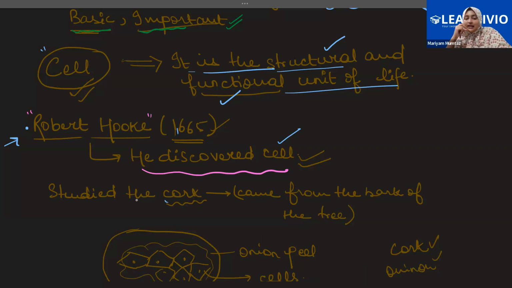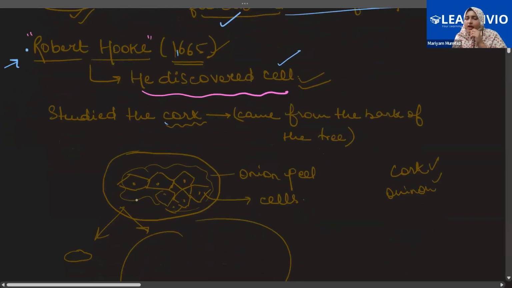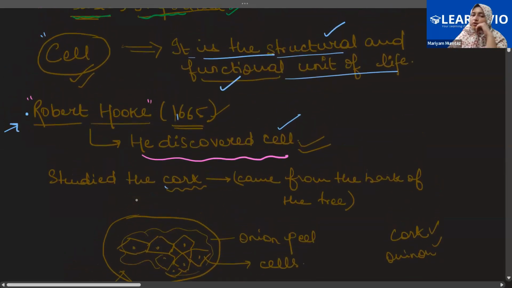Because of that, he said that all of the cells in the cork look sort of the same, so he called them cells. So Robert Hooke is responsible for the discovery of the cell, from the cork cells of the bark of the tree.